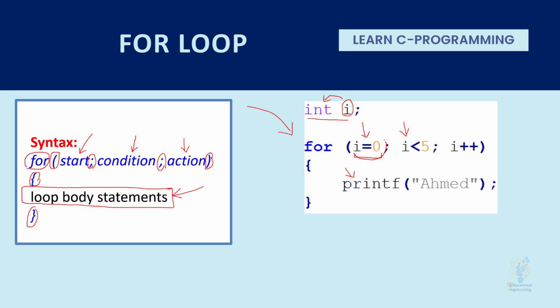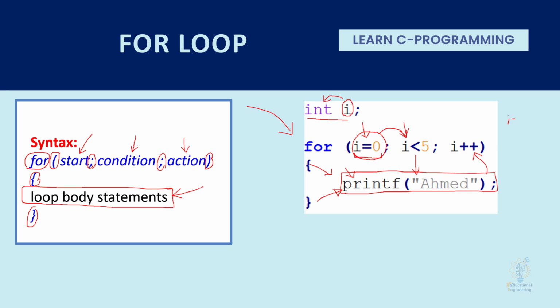So first it will make i equal 0, then it will check the condition. 0 is less than 5, that's true. After that, it will execute the code between the two curly braces, this one and this one. Then it will go back to the action. This action is executed after executing the loop body statement. So it will increase i by 1.